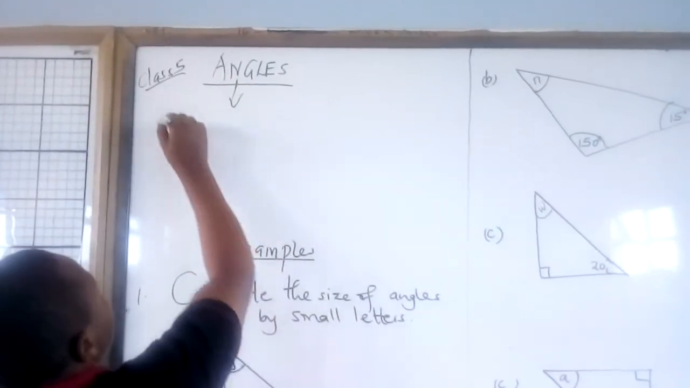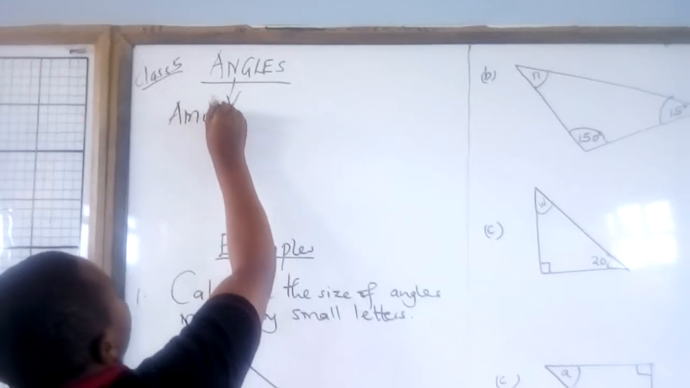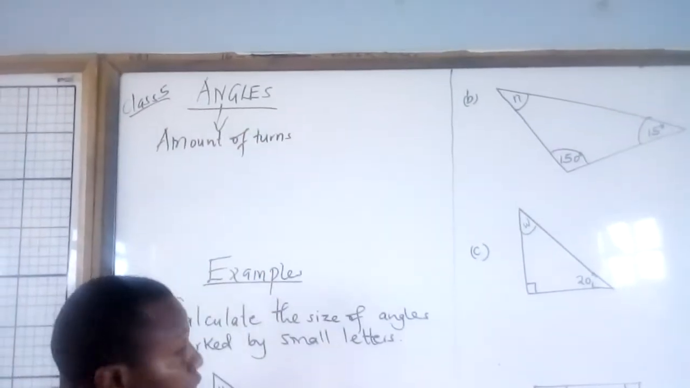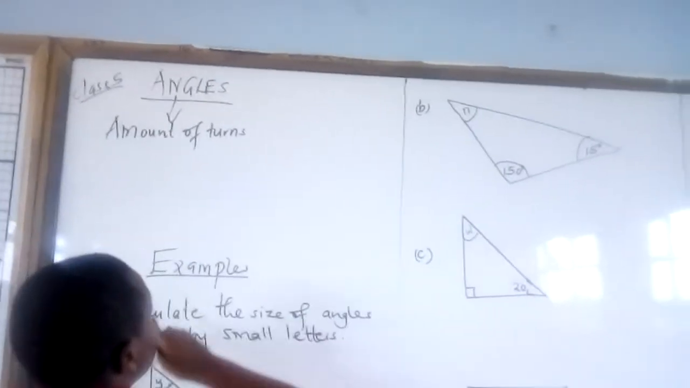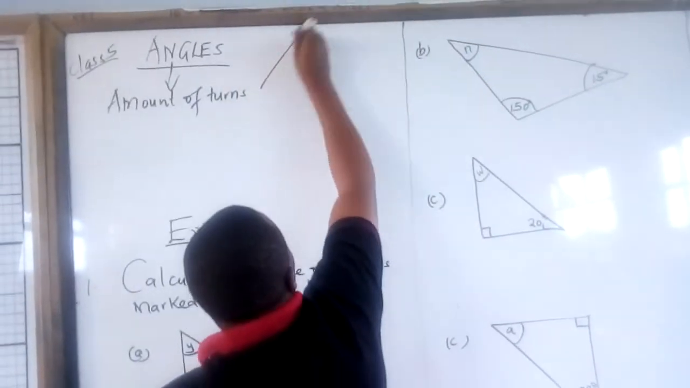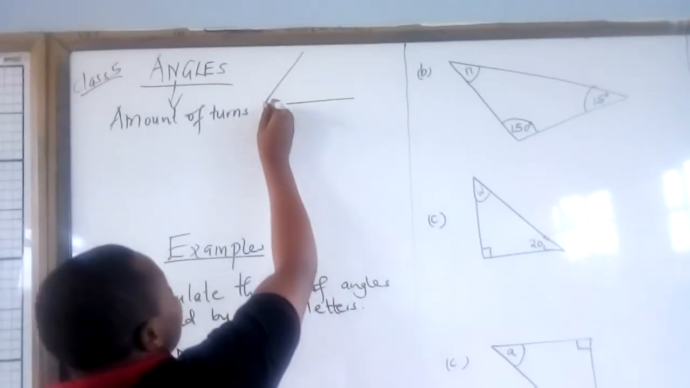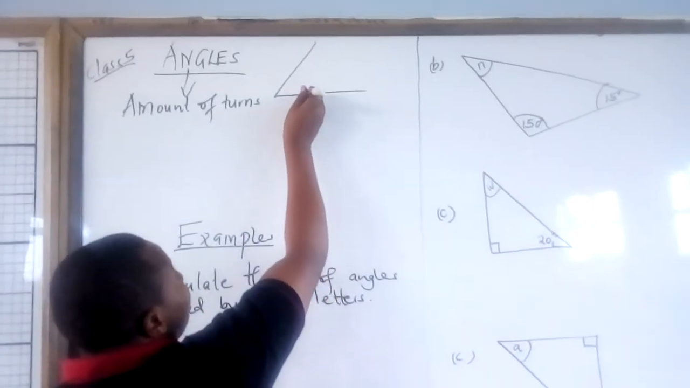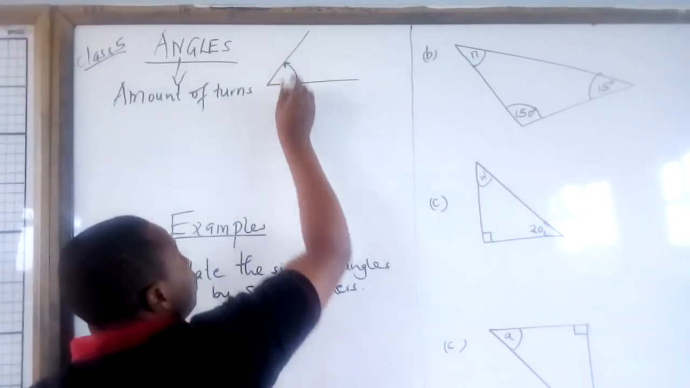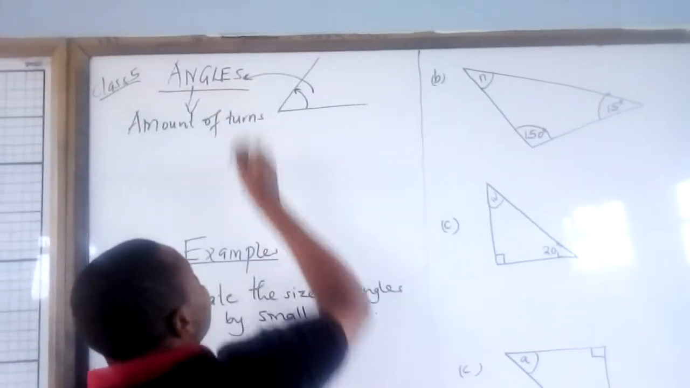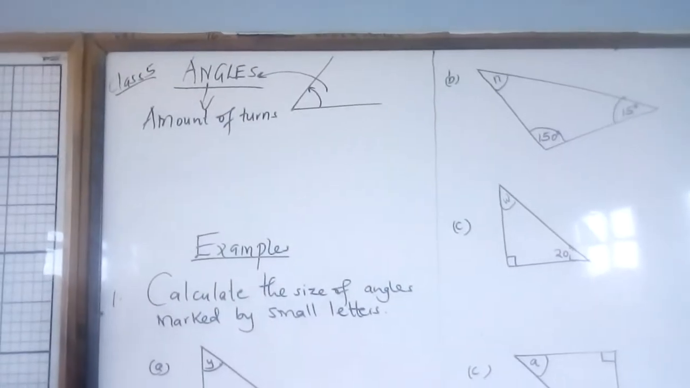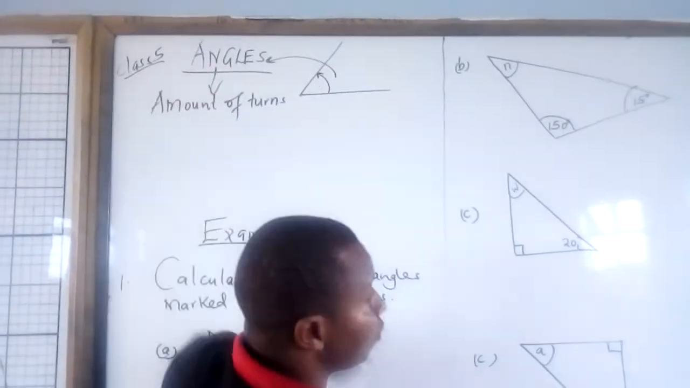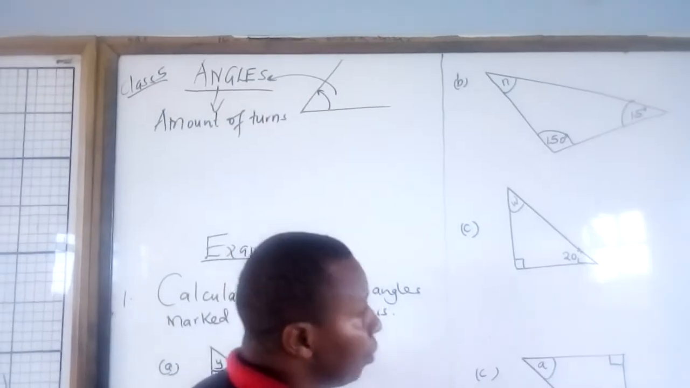An angle is simply the amount of turn. Whenever I'm talking about the amount of turn, whenever you have two lines that are intersecting at a point, then if you open it, the amount it has opened is the one that is referred to as an angle. So you have said angle means the amount of turn from a given point.